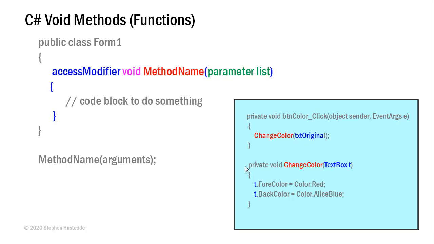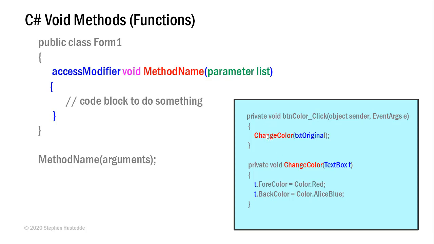So when we call that, it's going to find the code that we're going to write. That's also going to be private access. It's a void method, doesn't return anything, named changeColor. Remember, we want to capitalize the first letter. Then our parameter is a text box data type, and we're just going to call it T. So txt_original goes into the value of T. It's the same object referenced on my form, so I can set the ForeColor of T to Color.Red and set the BackColor of T to Color.AliceBlue.